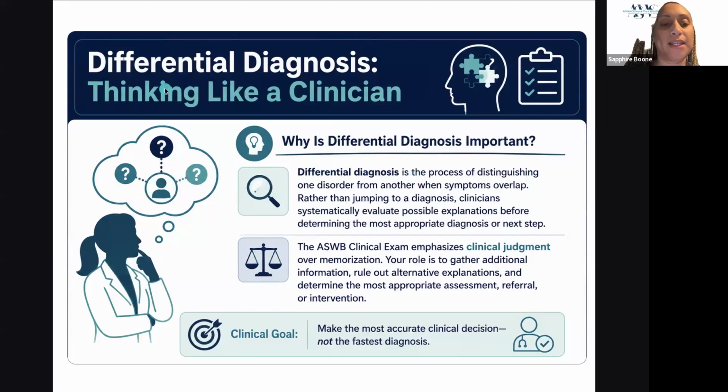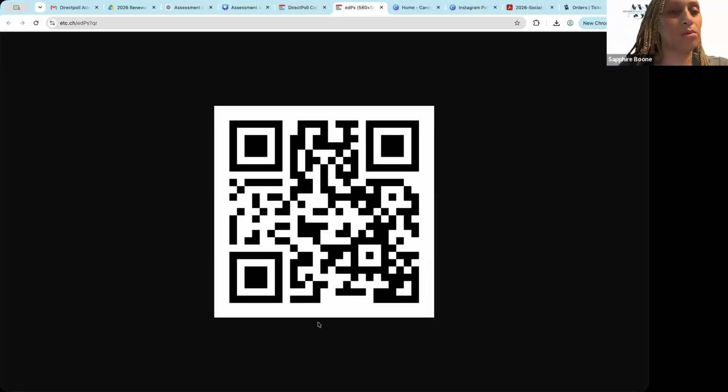Any questions before we get started with our practice questions? I just wanted to roll through that really quickly. I'm going to pull up the QR code. I already put the polling link in there, but I also wanted to pull up the QR code just in case you're using your phone or something, and that's helpful for the poll.